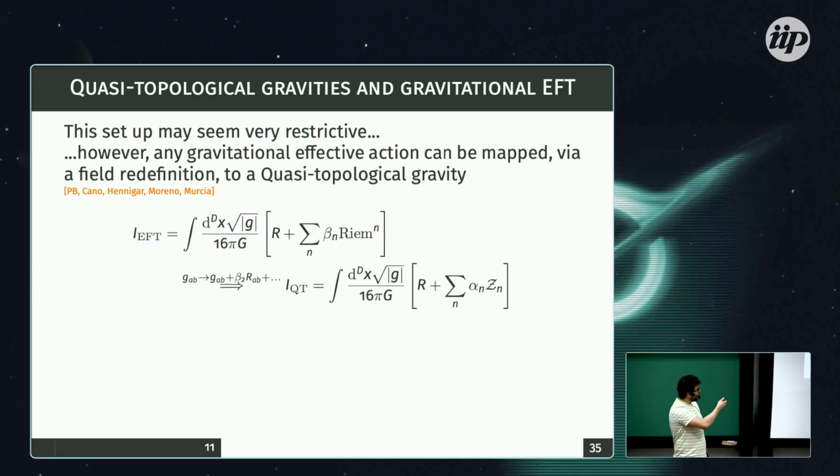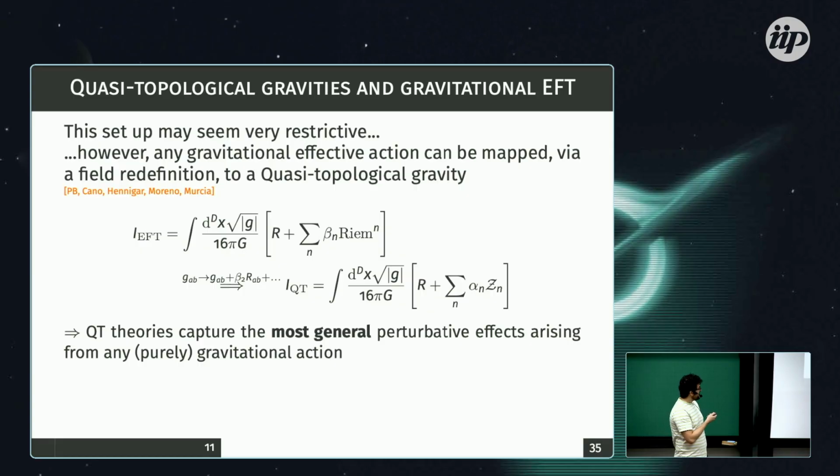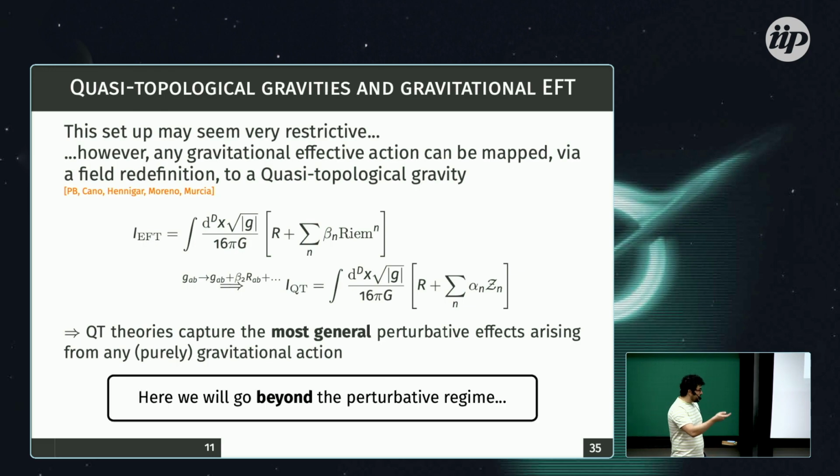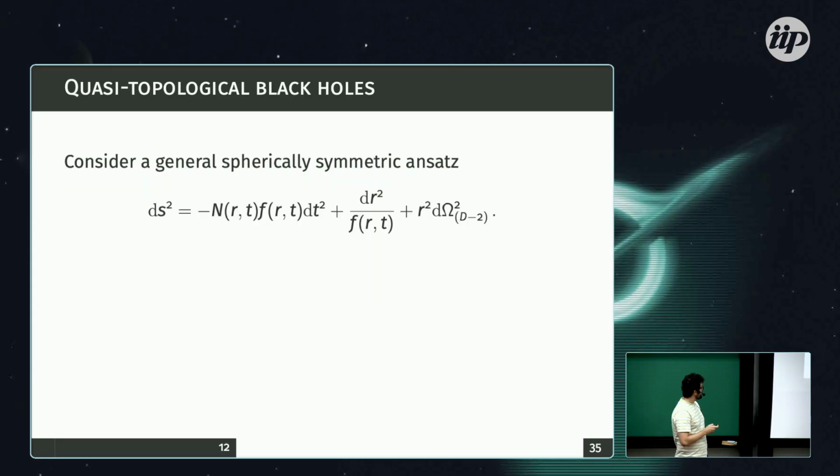There's an example in one paper in which we do this for the leading correction of type IIA string theory in AdS5. You see the leading term is Riemann to the fourth, for example. It's a complicated thing. You can do the mapping and see that all the relevant physical quantities are the same in both frames. So everything I'm going to say captures the most general perturbative effects arising from any gravitational action. But I'm going to do something else. I'm going to go beyond the perturbative regime. I'm going to do something unusual and weird in some sense. I'm going to try to resum the series in a particular basis.